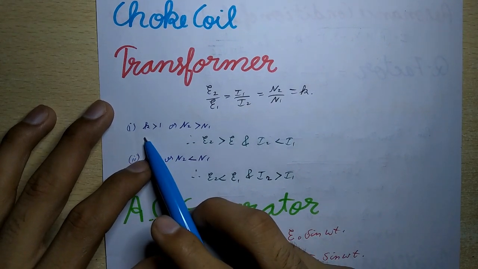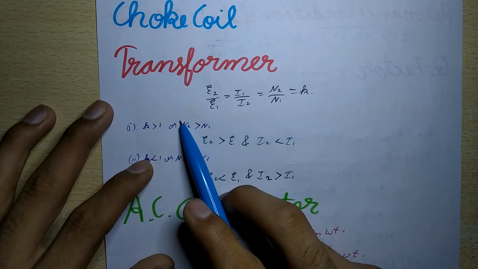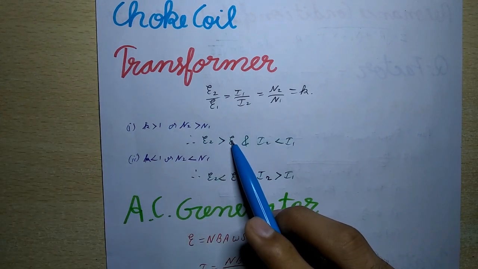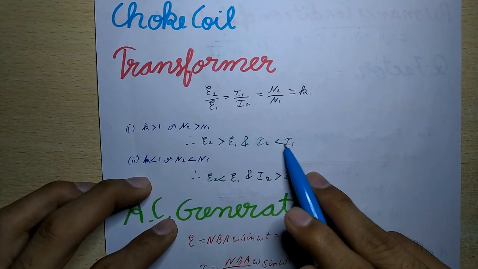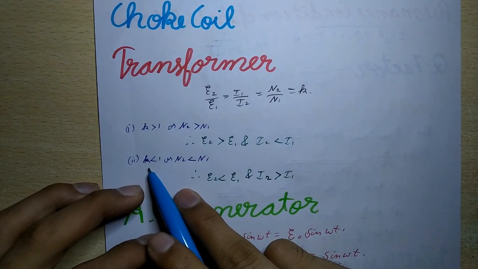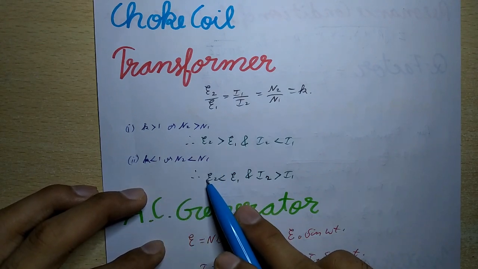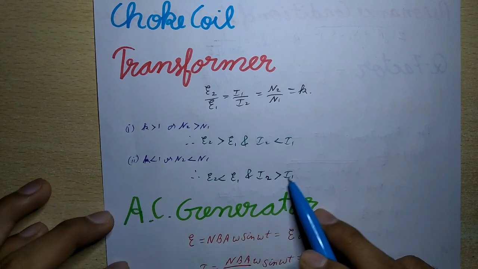So first, for a step up transformer where K is greater than 1 or N2 is greater than N1, therefore E2 will be greater than E1 and I2 is less than I1. And second, for a step down transformer where K is less than 1 or N2 is less than N1, then E2 will be less than E1 and I2 will be greater than I1.